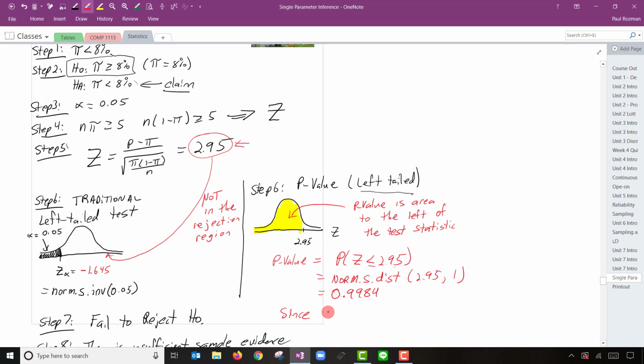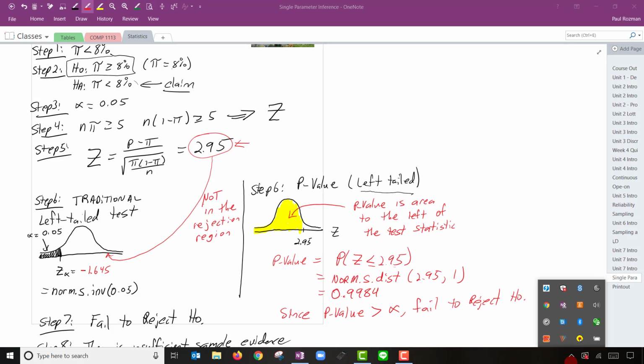So our step 7 would be, since the p-value is greater than alpha, fail to reject the null hypothesis. Your p-value method should always give you the same result as the traditional method. It shouldn't matter which one you use. It's just that the p-value method is more accepted in the scholarly literature.